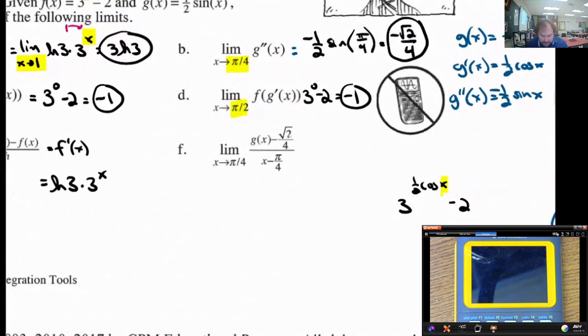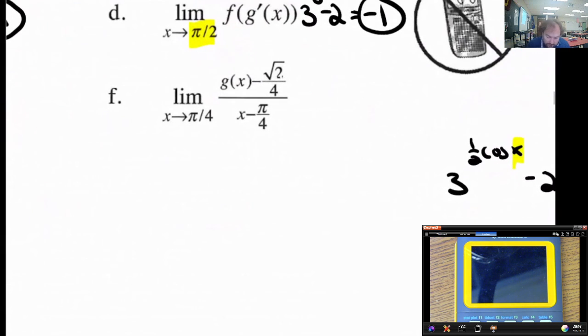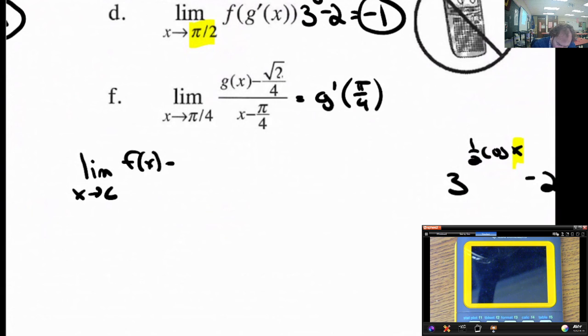Question F is the same kind of question, just a little different here. This is the other formal definition for a derivative. This is asking us what is g prime specifically of pi over 4. So this is the formal definition for the derivative that looks like this: limit as x approaches c of f of x minus f of c over x minus c.